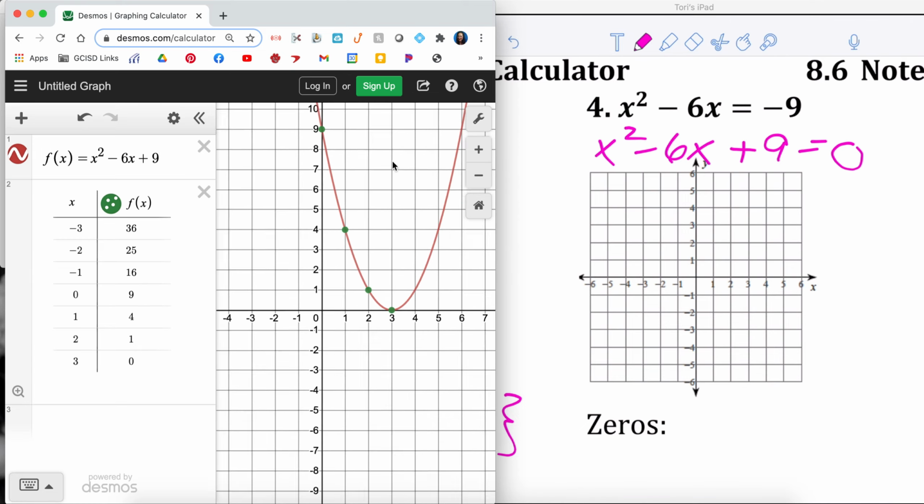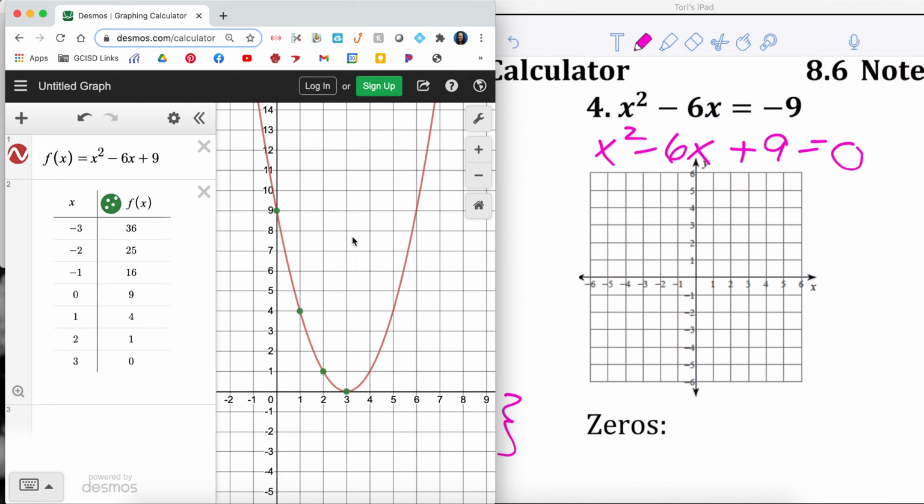You can always click on the graph and drag it around if it makes it easier for you to see it. But this one, I don't have very many points to graph. So I can't do -3, 36 or -2, 25. First one I can actually graph is 1, 4, and then 2, 1, and then 3, 0. But you can see in your picture that obviously it's still shaped like a U.